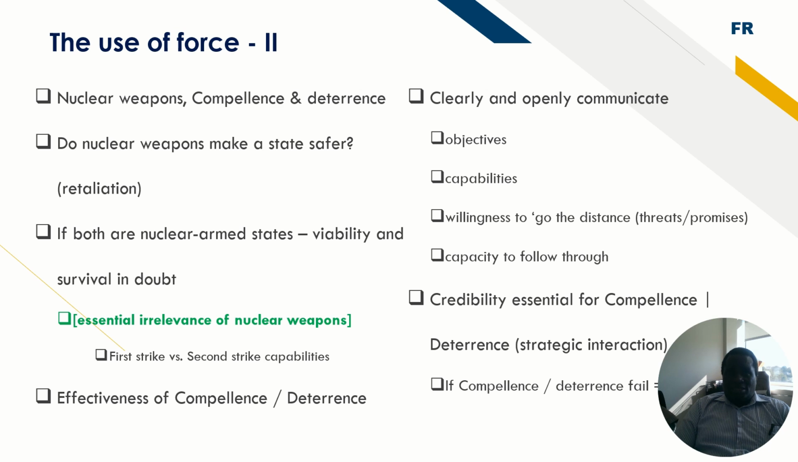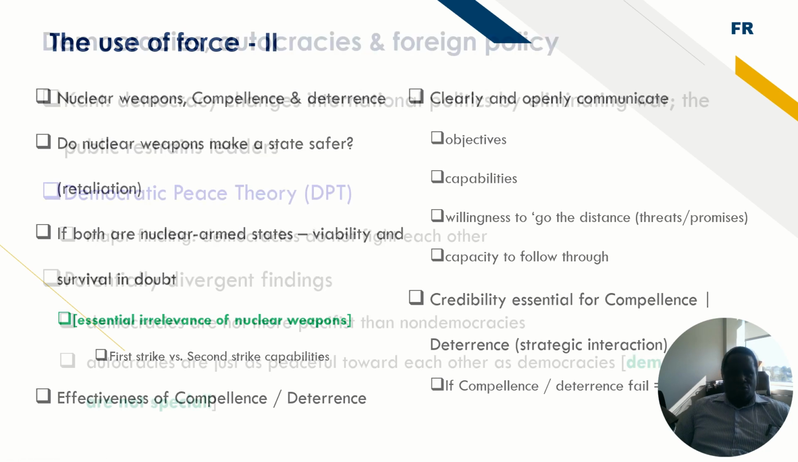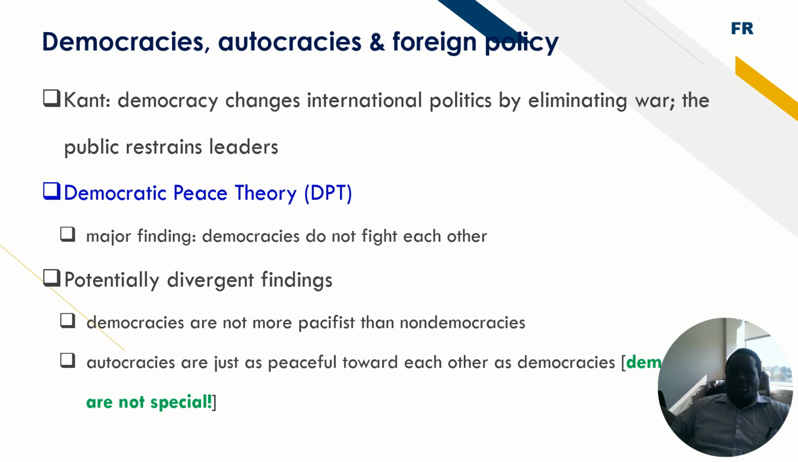But states seek nuclear weapons and they communicate objectives and capabilities and sometimes willingness to go the distance. But other than the US that used atomic weapons, no other country has ever used them, and so there's questions of how well the idea that we can compel or deter countries using nuclear weapons works.